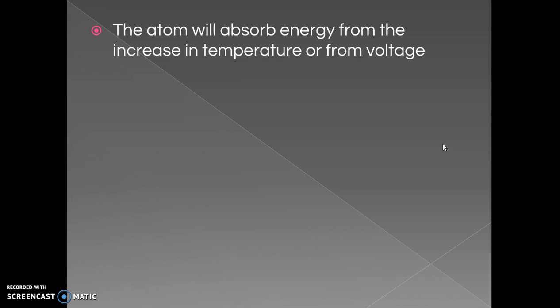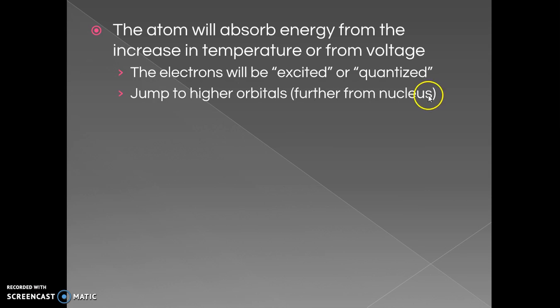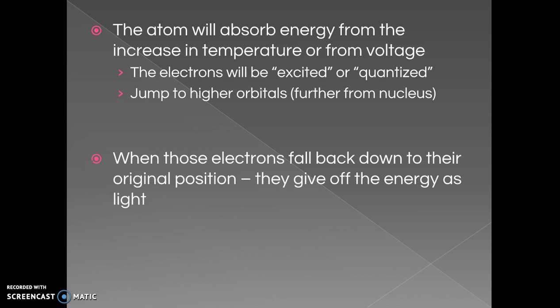So what's the point in talking about waves and wavelengths and light and all of this stuff when we're supposed to be talking about electrons? The individual atom is going to absorb energy from the increase in temperature or from voltage, and those electrons will then be excited, or the correct term for it is quantized. What those electrons are going to do is move to higher orbitals. They're going to become excited, and so they can jump further from the nucleus.